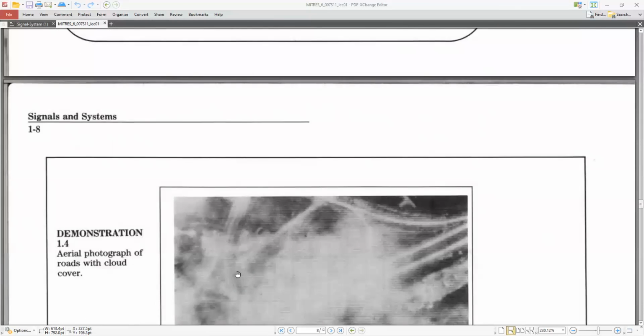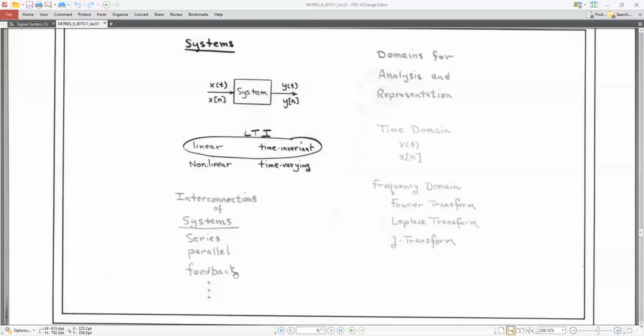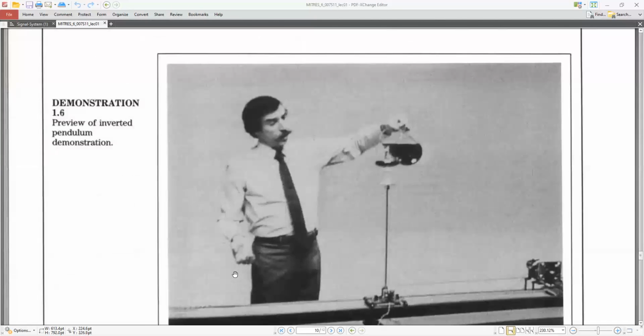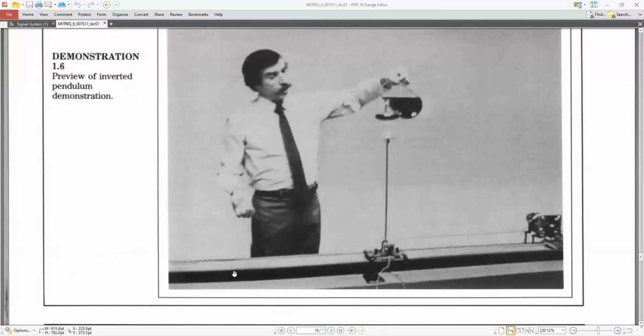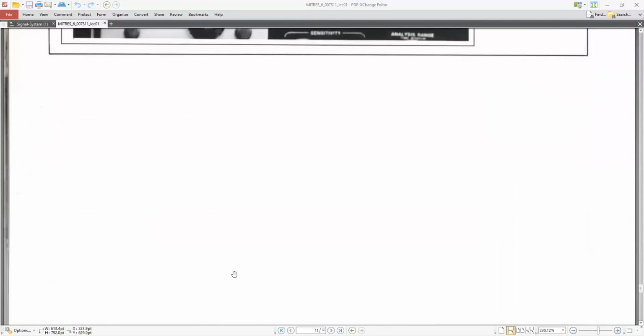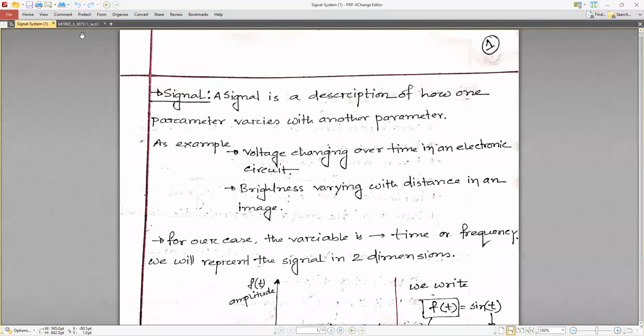Okay. Some recording, some signals. They have shown some signals there. Same thing again and again. Some examples. Okay, now let's move on to our own topic.